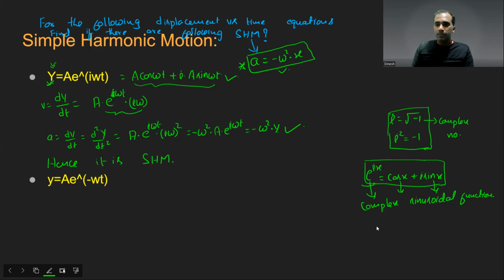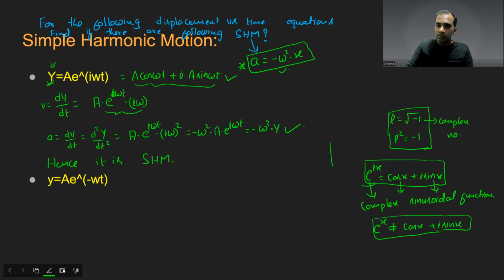How about the next one? See here, e power x, that cannot be written as cos x plus j sin x. We can't write it like this. When there is no j in the power, we can't write it like this. Only when there is j, that is when we can write like this.